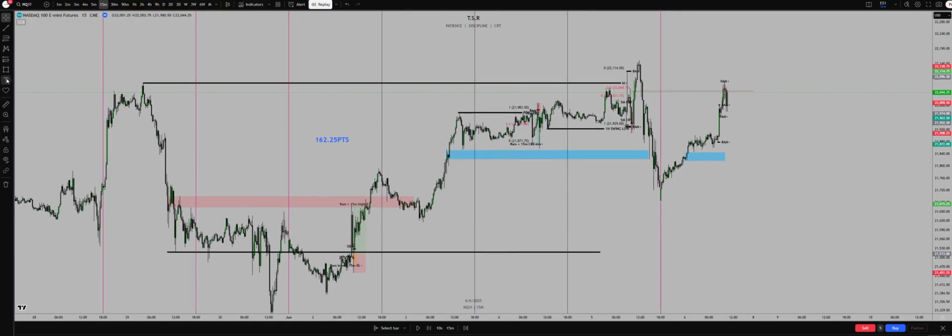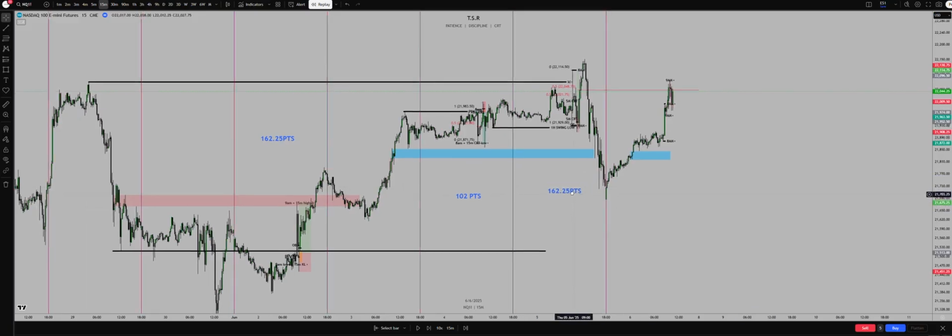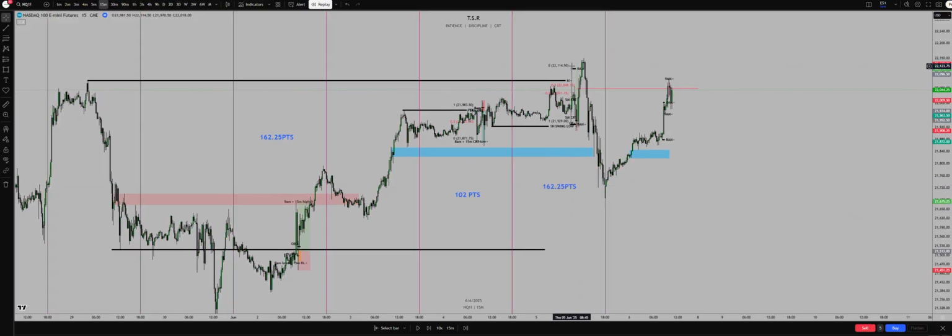Wednesday, we took a trade. Wednesday was 102 points. And the Thursday, did we take a trade? Yes, we did. Thursday was 162.25, similar to Monday. That's very interesting. Let's just double that at that point. That's very weird, honestly. The same exact move, 162.25 points to the tick from Monday and Thursday.